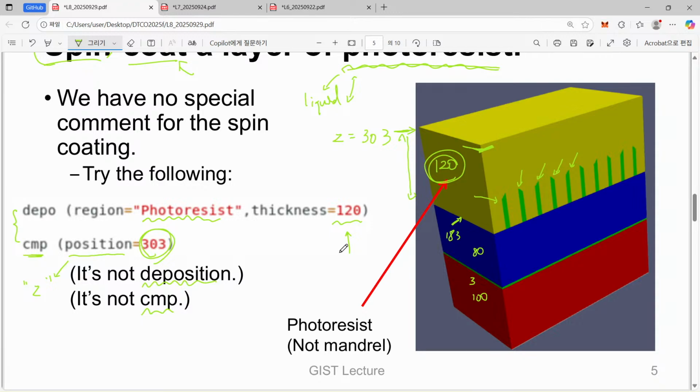Okay, then now you may feel that, oh, we spent quite a lot of time to make these fine pitch lines, but it is once again uniformly covered by photoresist.